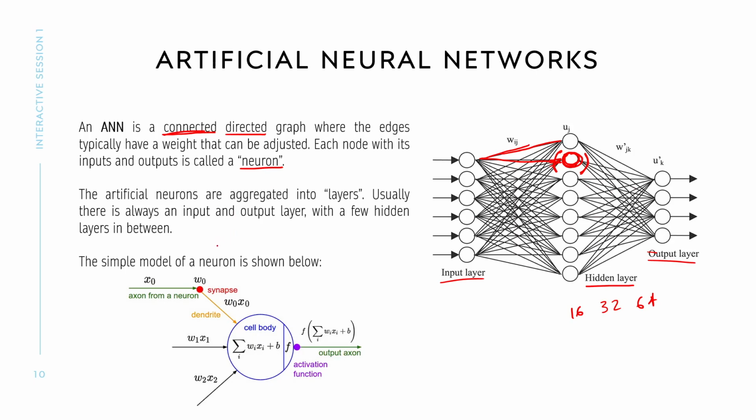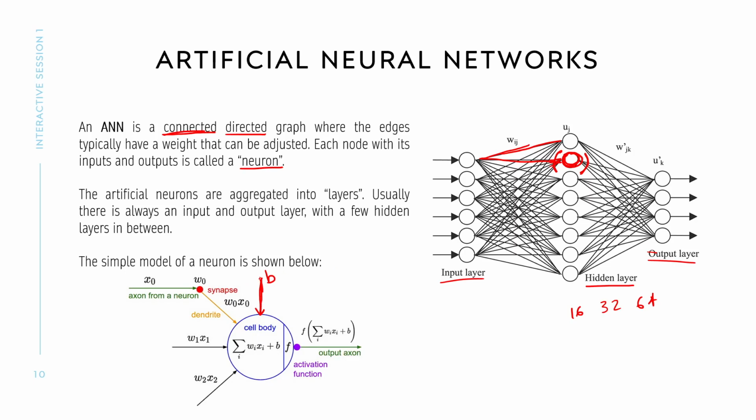Okay, so what is this neuron now? I've shown a simple model of a neuron. What happens is usually there's also something called a bias b, which is input here, right?